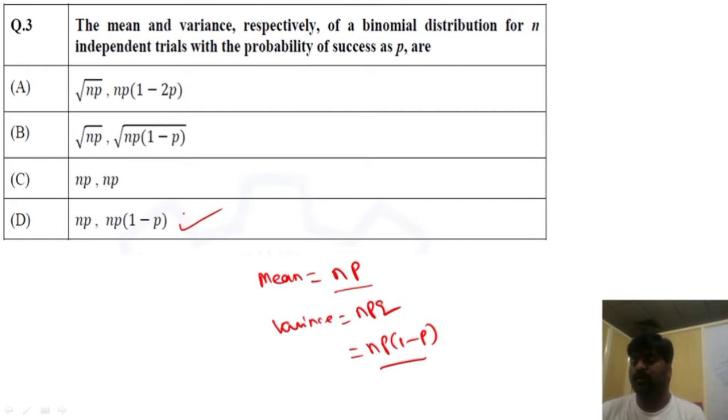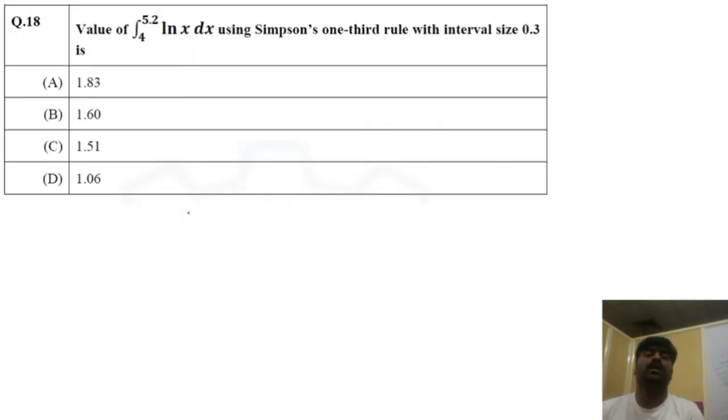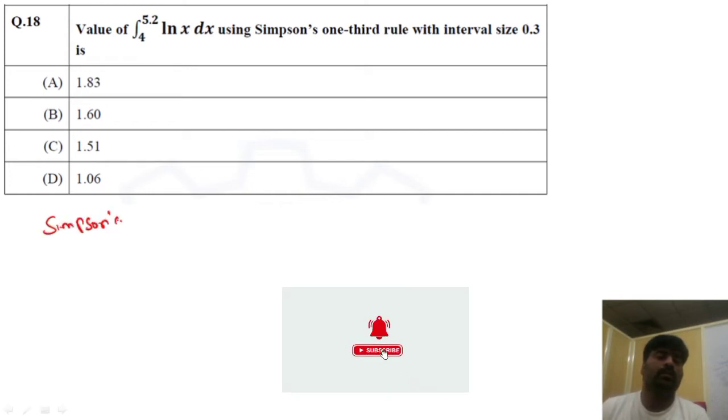Okay. So now we'll go for another question. It's a very simple, direct question. Okay. Now we go for another one. The value of the integral from 4 to 5.2 of ln x dx using Simpson's 1 by 3 rule with interval size of 0.3. This is a numerical question.